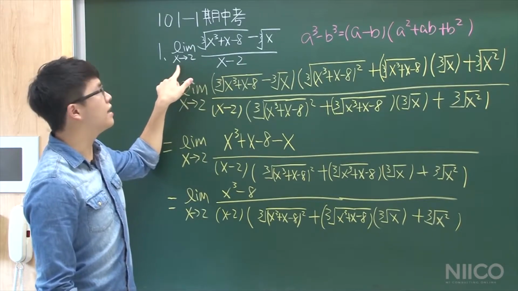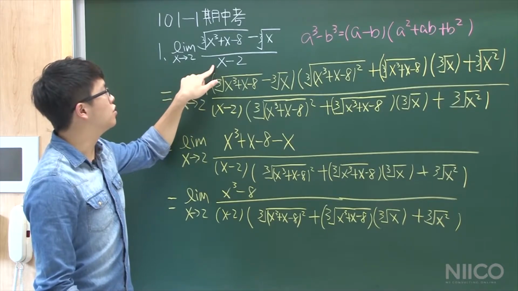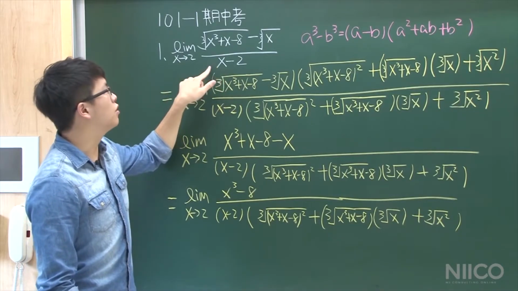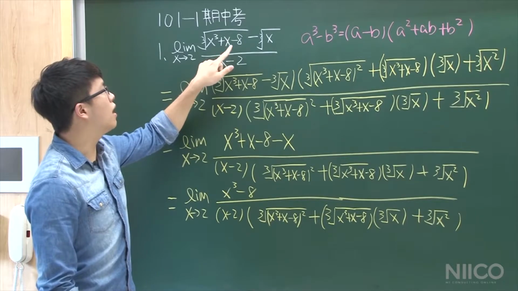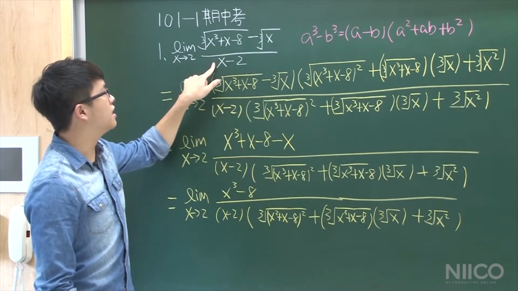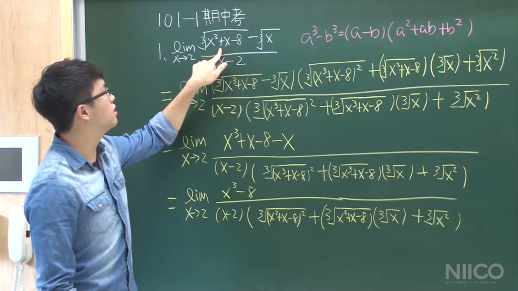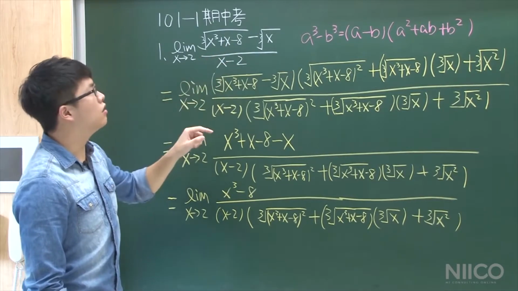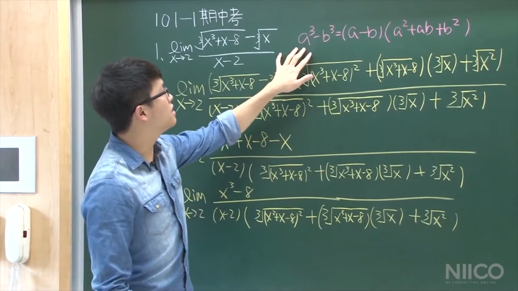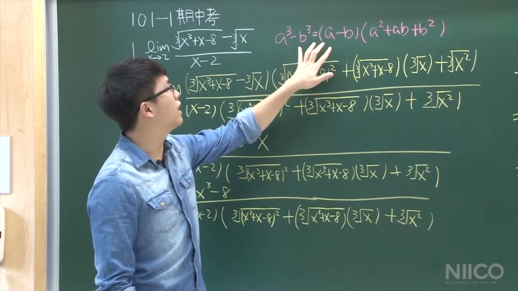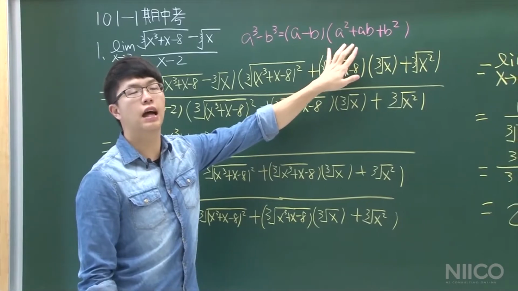Now whenever we see something like the third root of something minus the third root of something, we can suppose that we're going to use the formula of the difference of the cubes. When you have something in the form of a to the third minus b to the third, it can be divided into two parts. It is a minus b times a squared plus ab plus b squared.